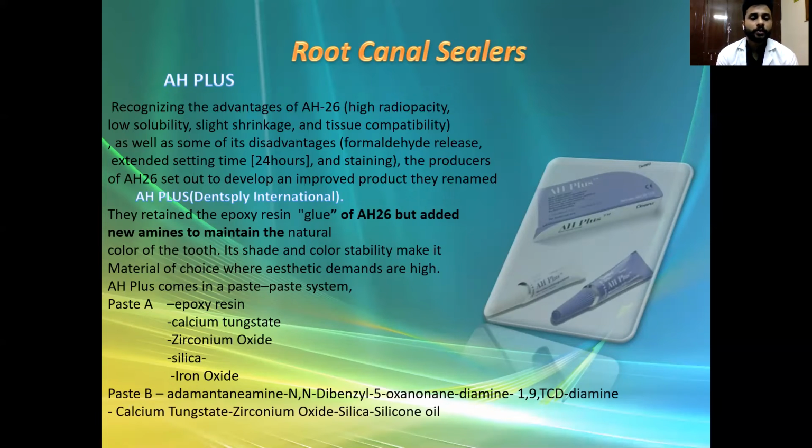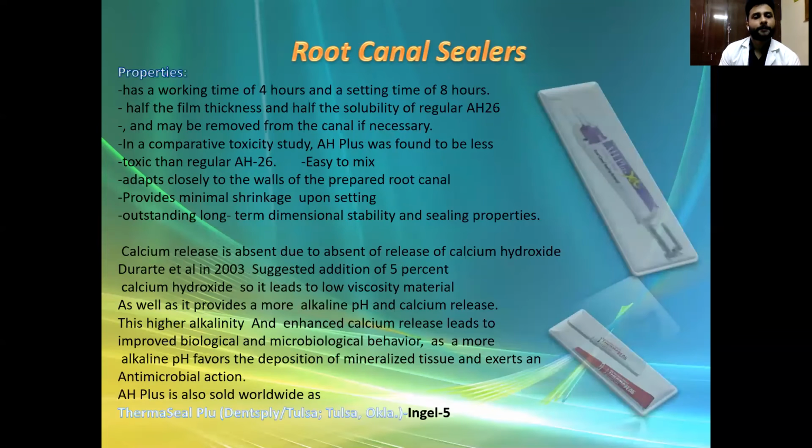AH Plus comes in a two-paste system, paste A and paste B. Paste A contains epoxy resin, calcium tungstate, zirconium oxide, silica, and iron oxide. Paste B contains adamantane amine, dibenzyl diamine, TCD diamine, calcium tungstate, zirconium oxide, and silicone oil. AH Plus has a working time of 4 hours and a setting time of 8 hours. It has half the film thickness and half the solubility of regular AH26, and may be removed from the canal if necessary.